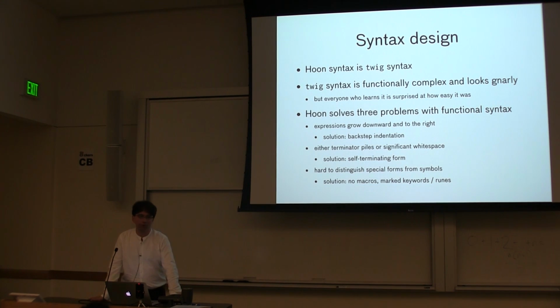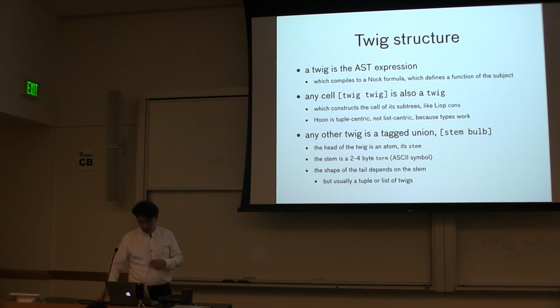Another problem, and I don't know if everyone has this problem, but I certainly do when I look at Lisps and a lot of similar things, is that I can't distinguish special forms from symbols. I can't distinguish whether this is part of the language, or something somebody included from the library, or a macro. Getting away from this sort of pervasive DSLization is definitely a goal of the system.